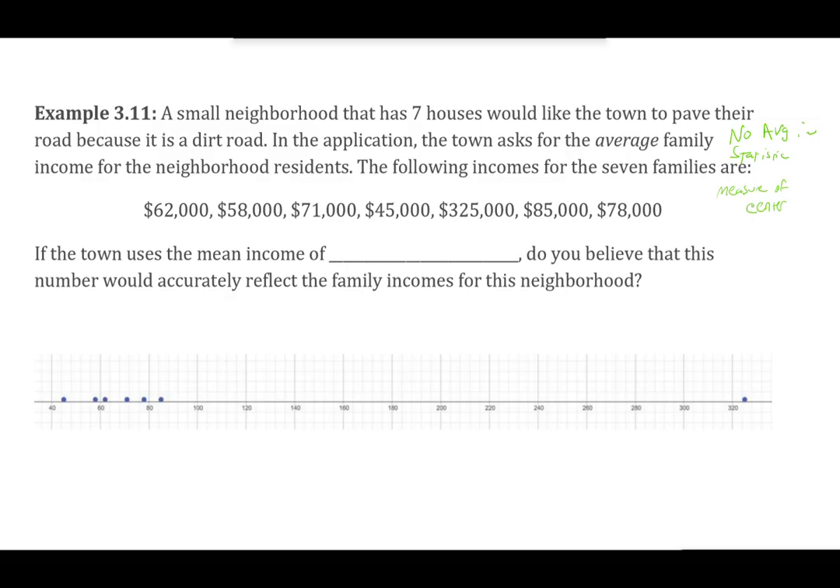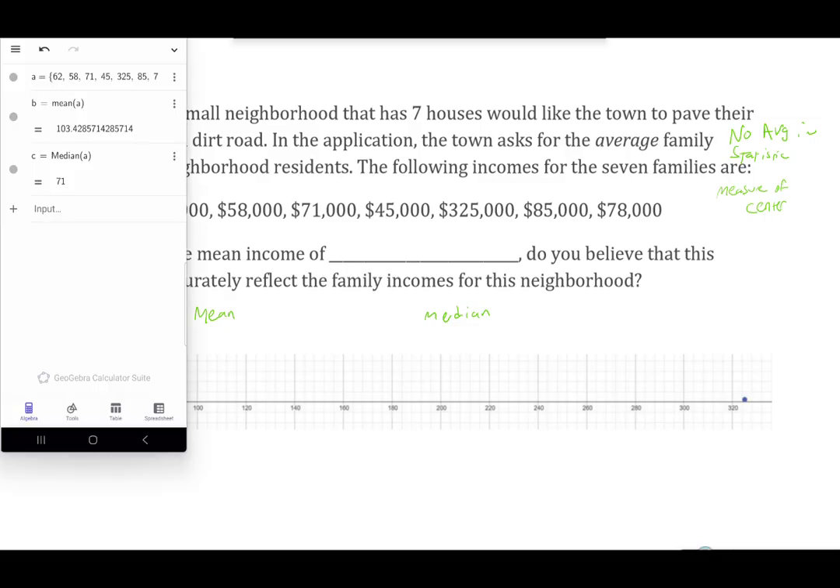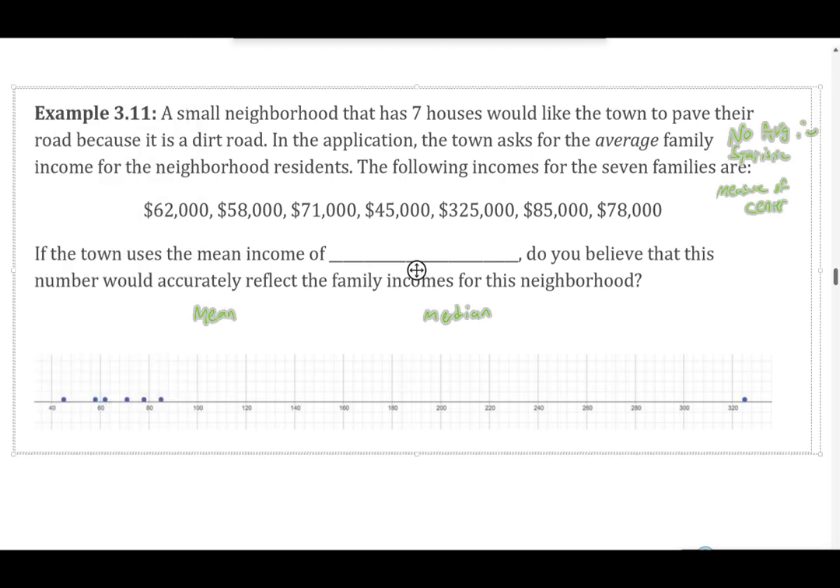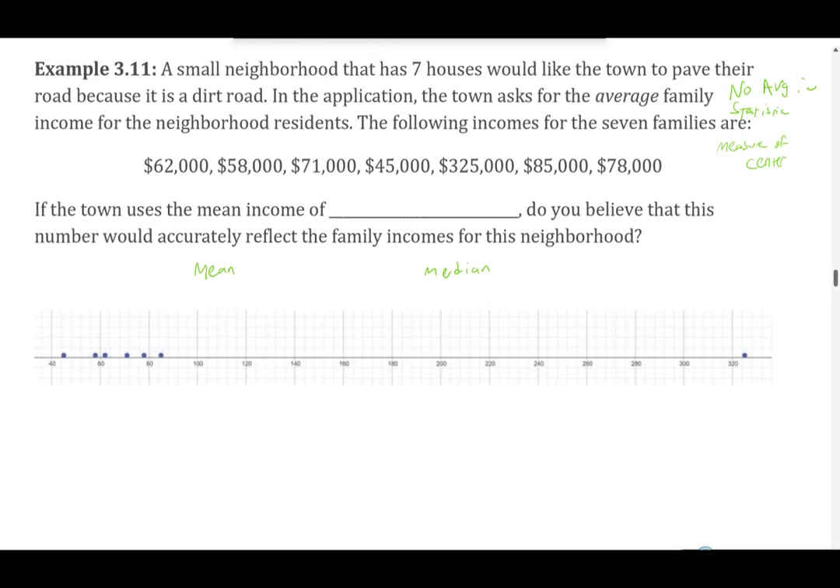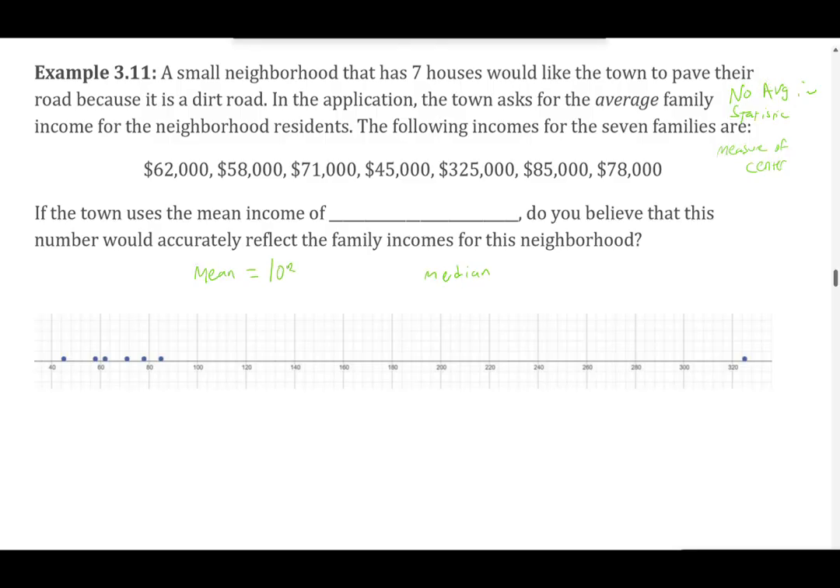So let's take a second here to try and calculate the mean and the median. We can look for the mode, but I've done this one before and I know that there is no mode. There is no value that repeats. So let's make sure we know how to calculate the mean and the median. Here is my GeoGebra where I used the values. I left off the thousands place values for all of these, but we have that the mean is 103.4. And the median is 71.